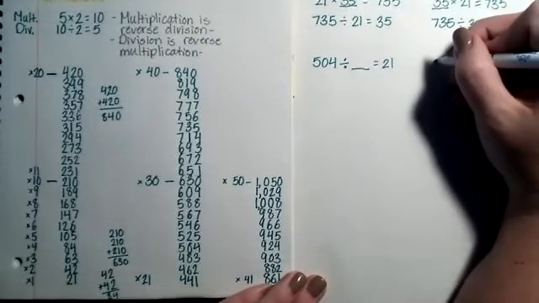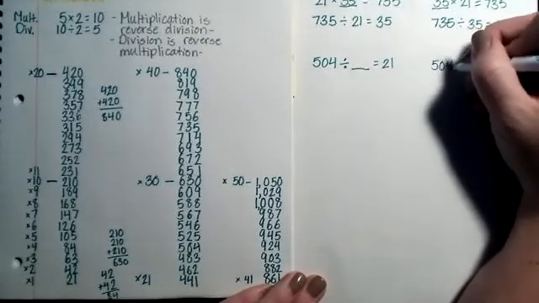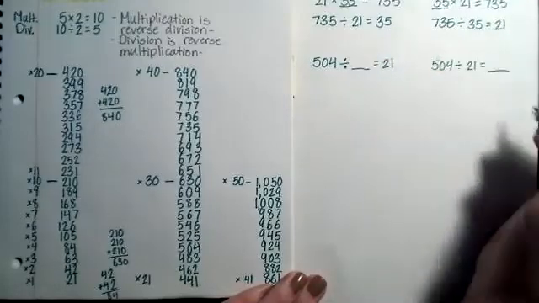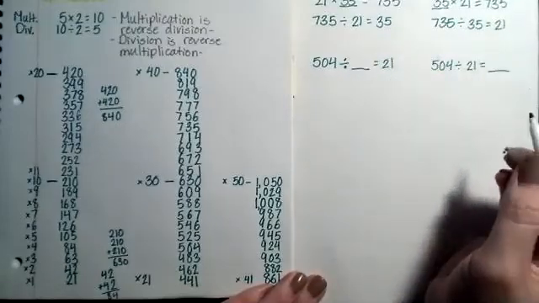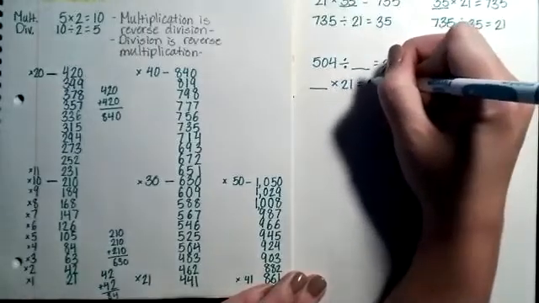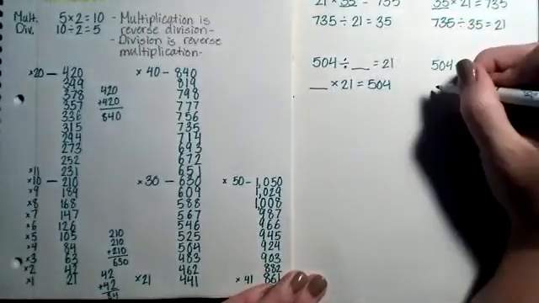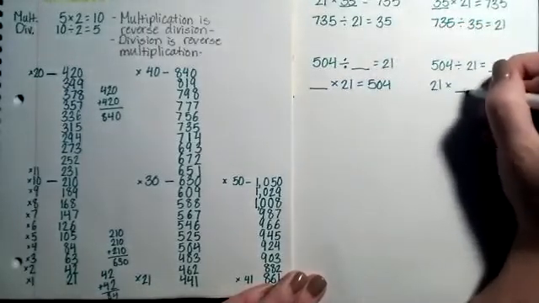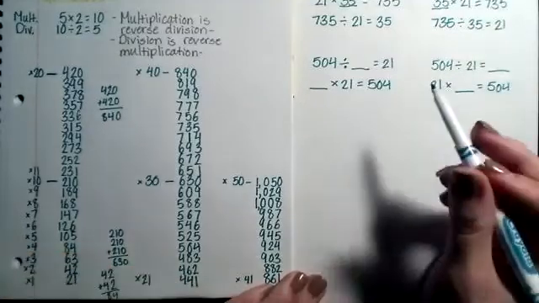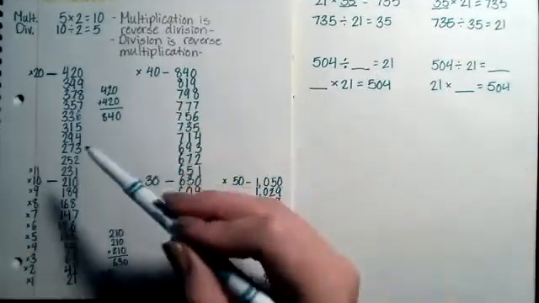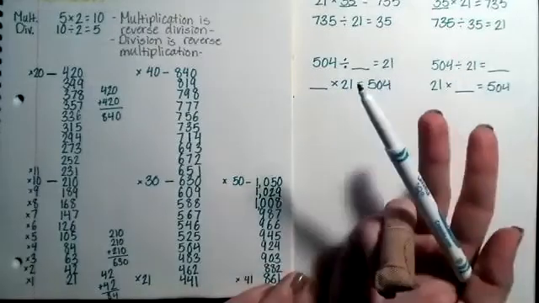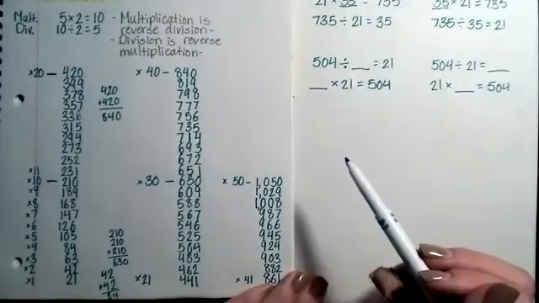So I know if I reverse these, 504 divided by 21 is going to equal that same number. And I can turn them into multiplication. So something times 21 equals 504. And 21 times something equals 504. Okay, whatever number I find on my tower here is going to fill in each one of these problems, because I'm just reversing the division into multiplication.